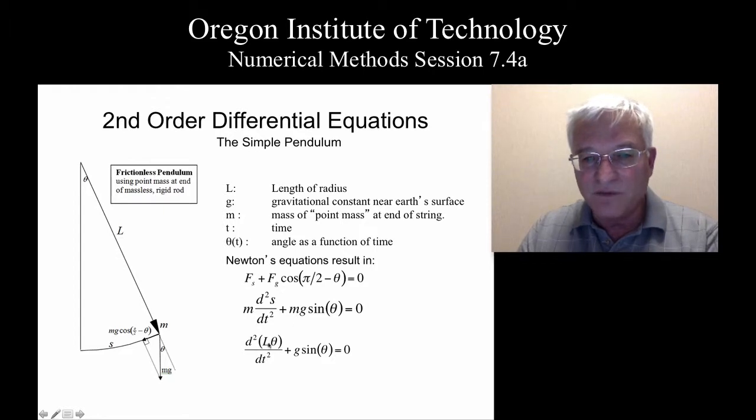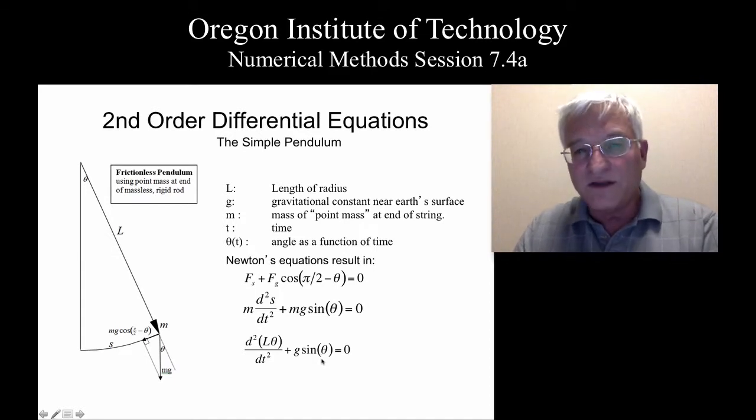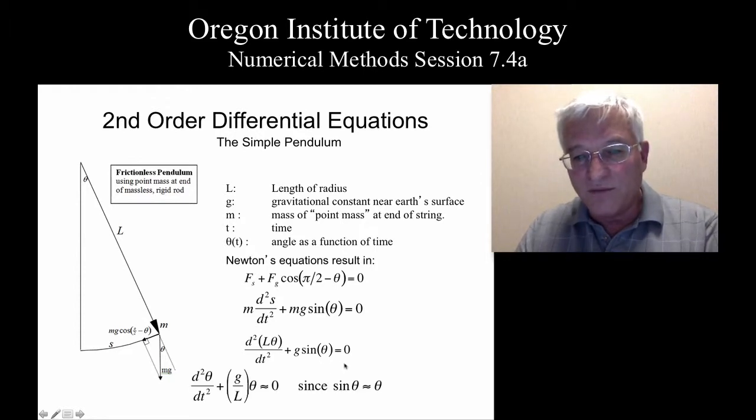We got rid of the mass and we related the position to L times theta. We can also divide both left and right by L to get a constant in front of the sine term, g over L, and we can approximate the sine of theta to be theta if theta isn't very big. If you go back to your Taylor series, you'll see why: the next term will be theta cubed divided by 3 factorial. As long as theta is small, you'll introduce a fairly small amount of error by making that approximation.